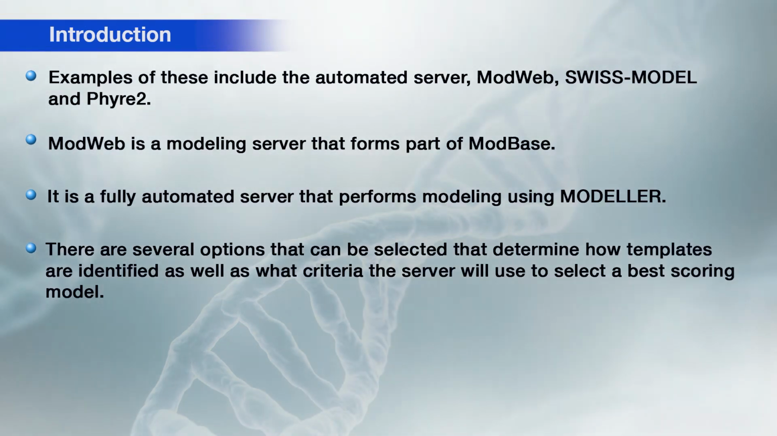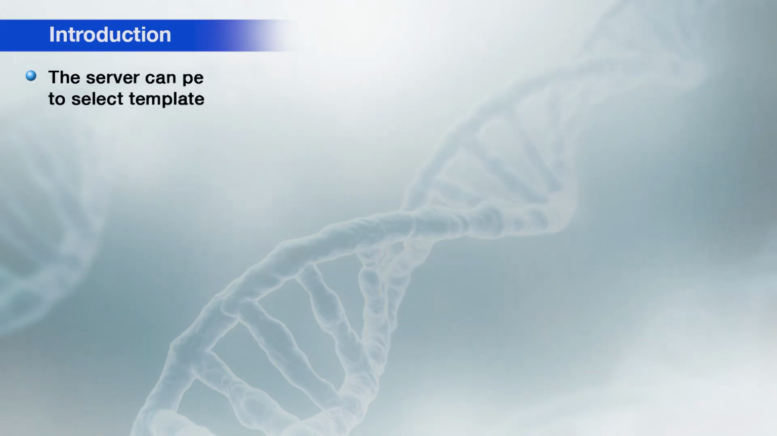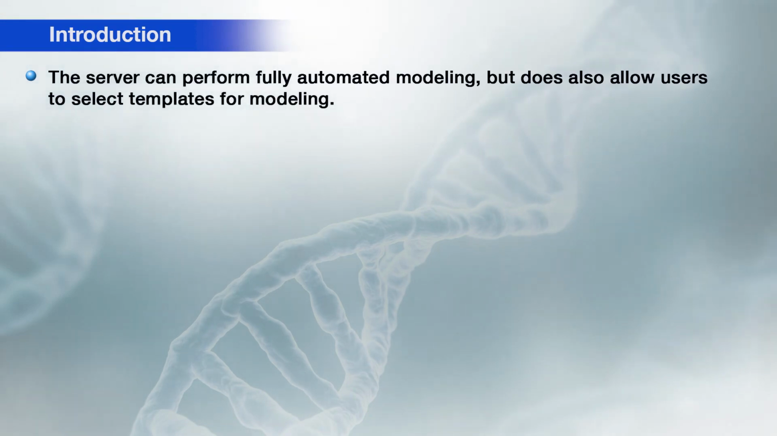There are several options that can be selected that determine how templates are identified as well as what criteria the server will use to select a best scoring model. Swiss Model is one of the most widely used and longest standing servers, which uses its own comparative modeling functions. The server can perform fully automated modeling, but also allows users to select templates for modeling.